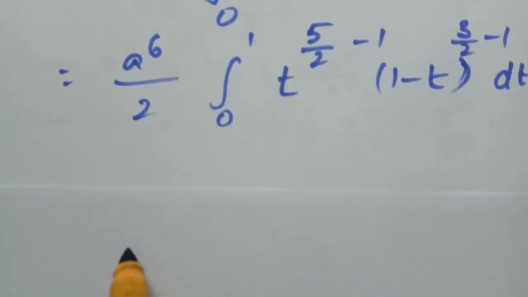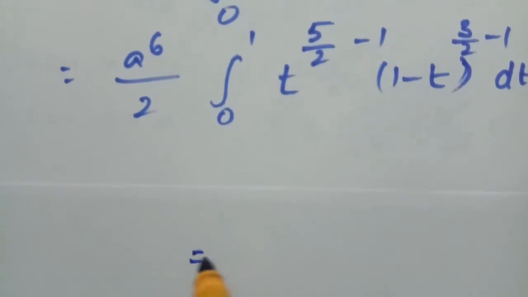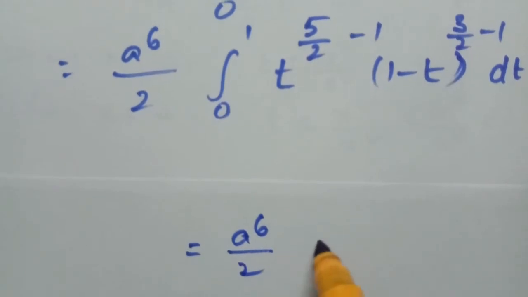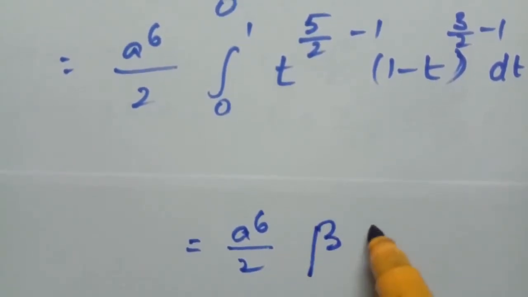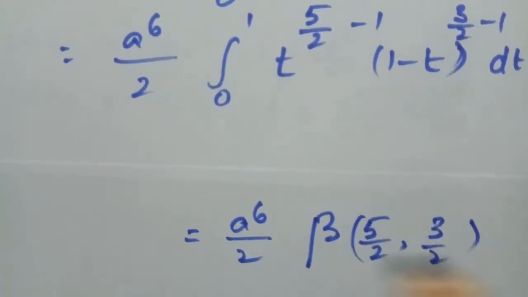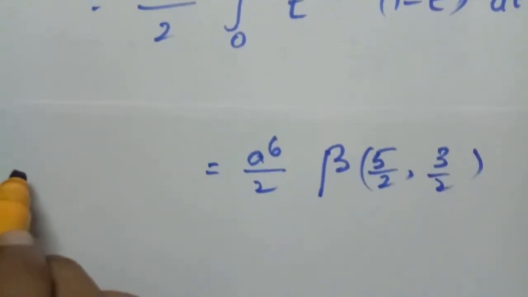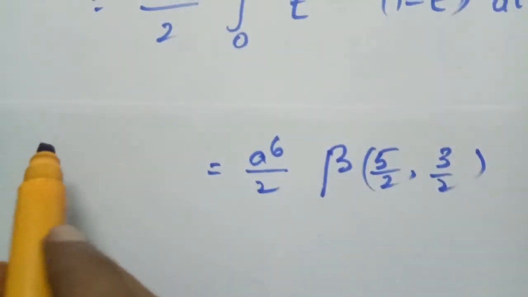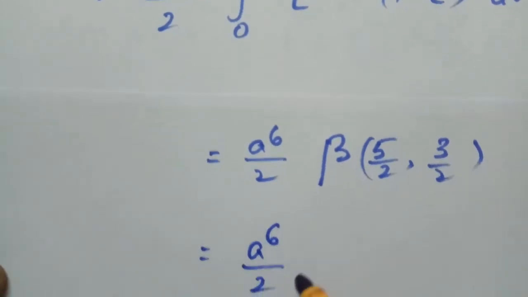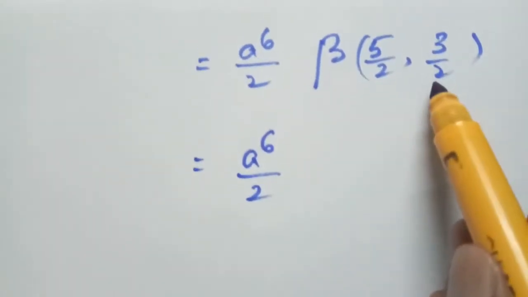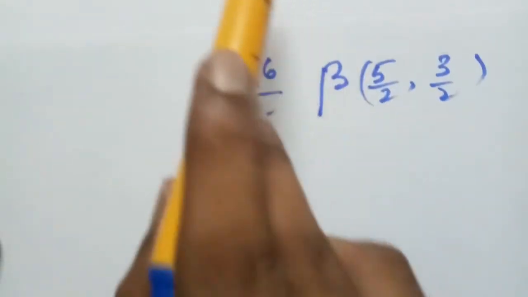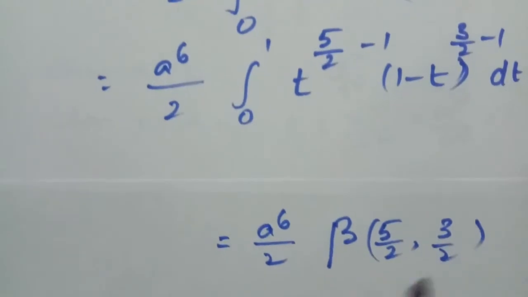Therefore, this can be written as a to the power of 6 by 2 into beta 5 by 2 comma 3 by 2. This is integral 0 to a x to the power of 4 square root of a square minus x square, by the relation between beta and gamma. In the previous problem also we explained how we are getting beta 5 by 2 comma 3 by 2.